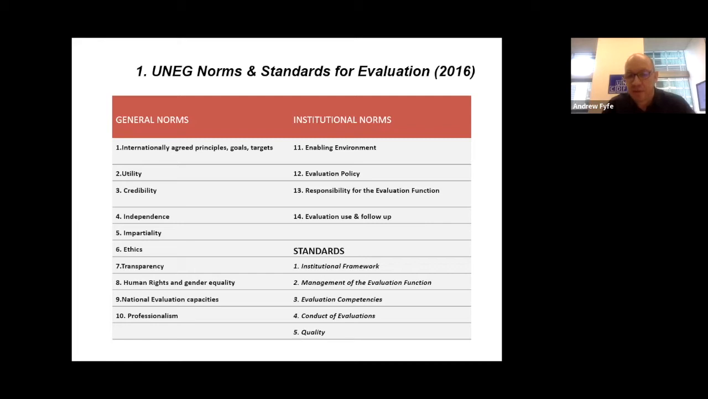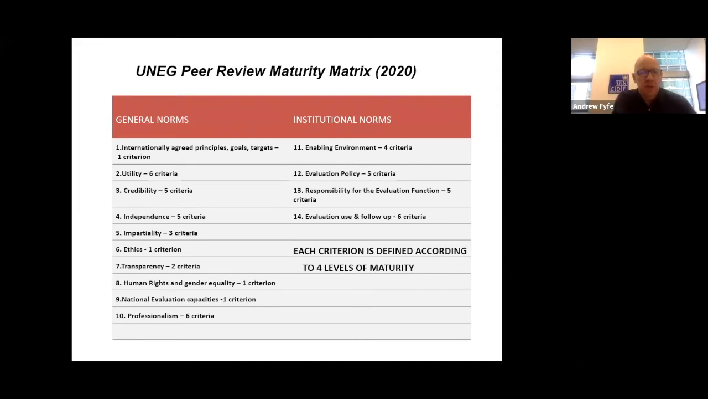And then they're backed up by a series of standards. There are 5 general standards, but they go into quite some more detail. Together that really does provide us with the normative and procedural framework for evaluation across the UN system. So we essentially use the norms and standards to come up with this maturity matrix, which operationalizes the norms and standards in a series of criteria.